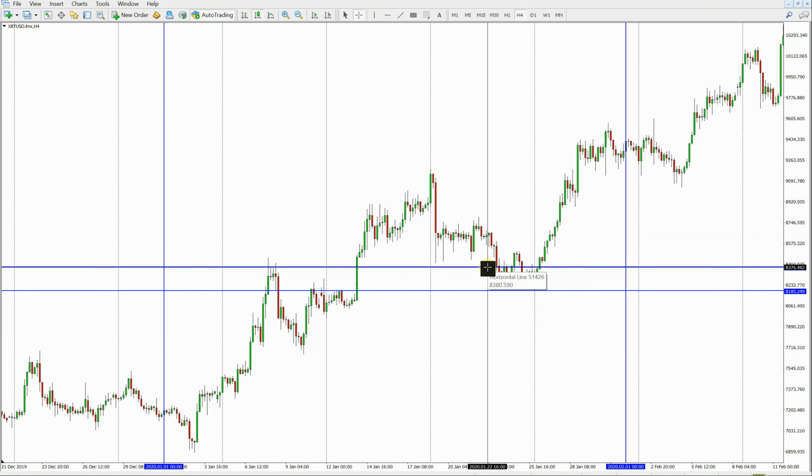As a risk reward ratio, we risked 190 pips. I managed to cash out around here, and at this time I managed to cash out a 3-to-1 profit ratio.